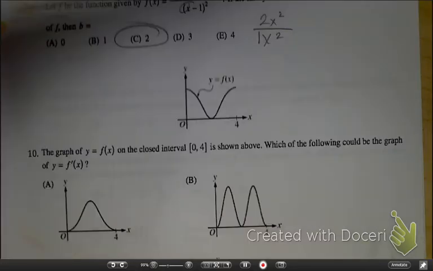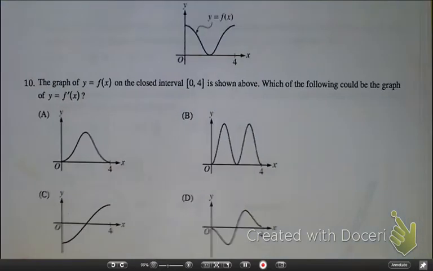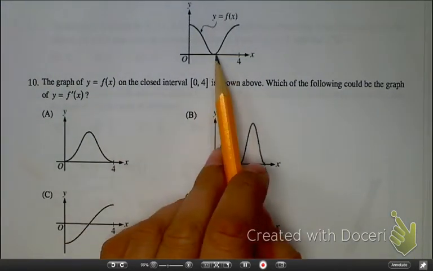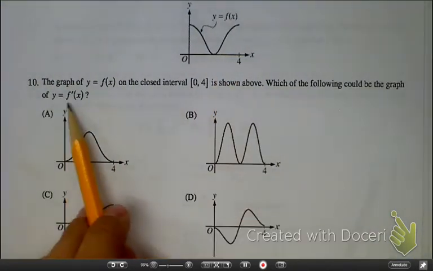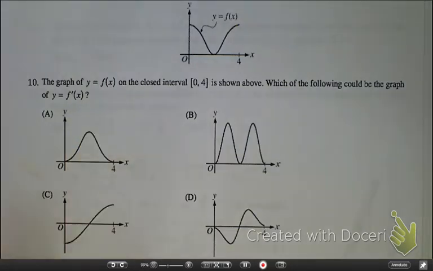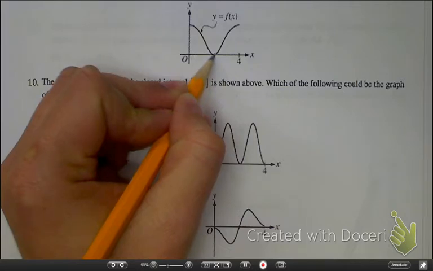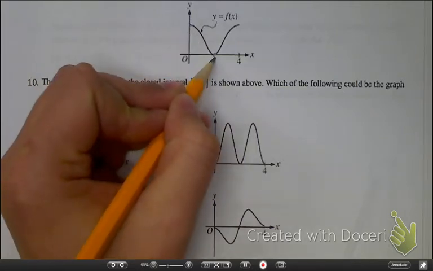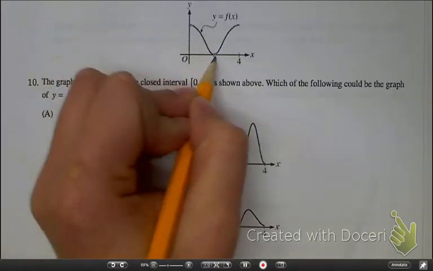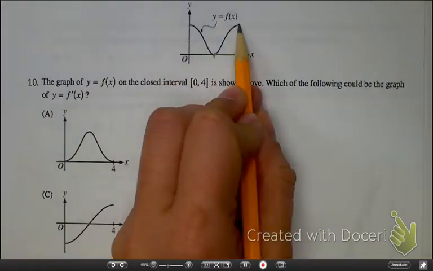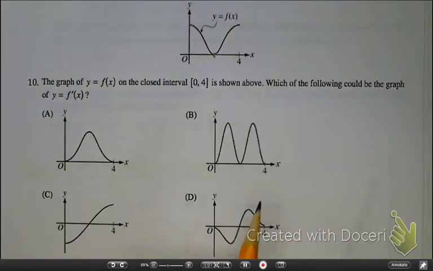The next one I want to look at is number 10. On number 10, they're telling us that this is a graph of f, and they want to know which of the following could be a graph of the derivative f prime. So let's look at the slopes first. Between 0 and 2, the slopes are negative because the function is decreasing. And then between 2 and 4, the slopes are positive because the original function is increasing.